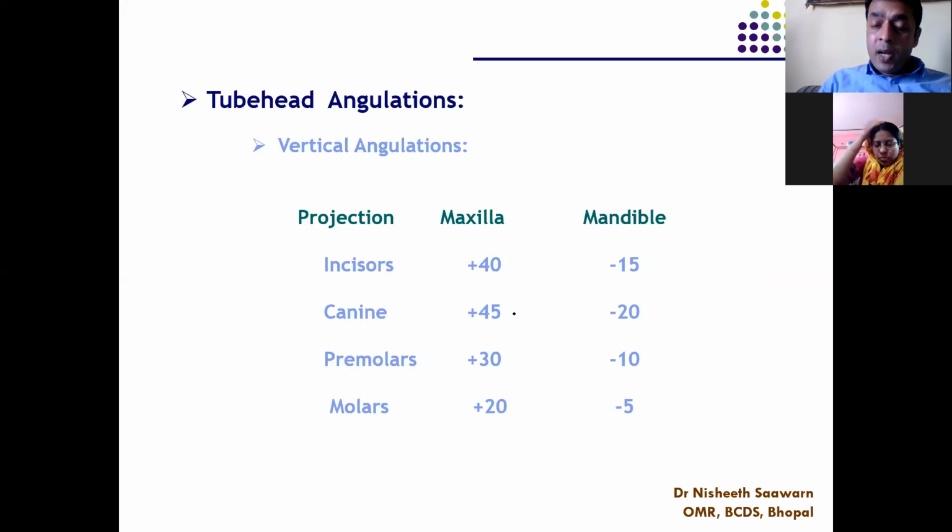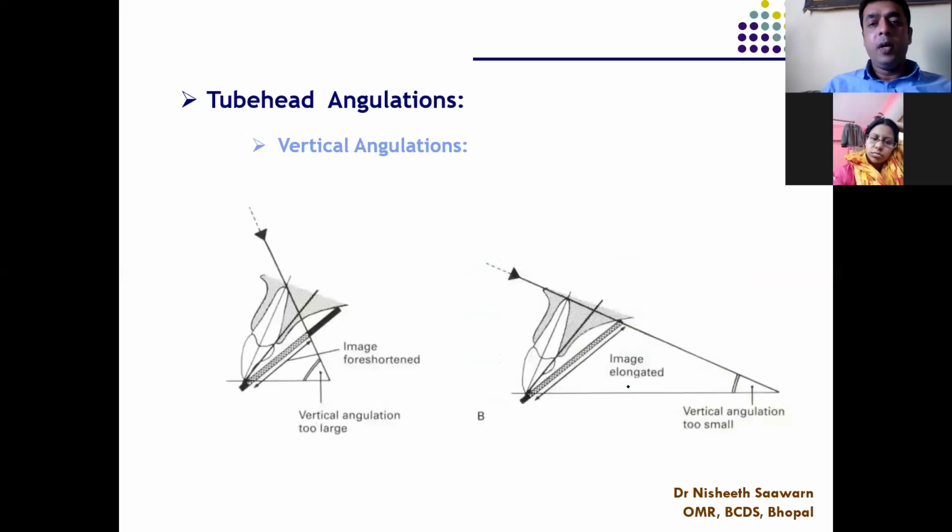If we take 45 degree, the angular radiograph of the canine will be good. If we place 30 degree, we'll get a good radiograph for the premolars. If we place 20 degree, we get a good radiograph for the molars. Same way, -15 degree for mandibular incisors, -20 degree for mandibular canine, -10 degree for mandibular premolars, and -5 degree for mandibular molars.